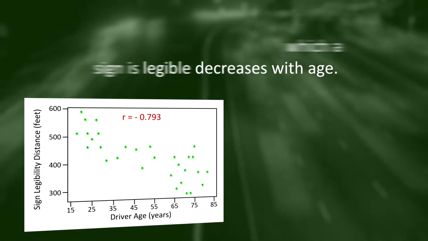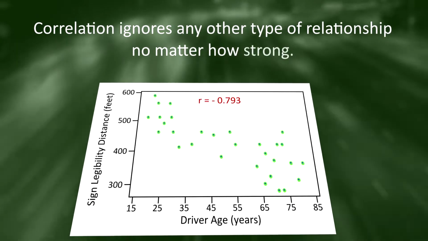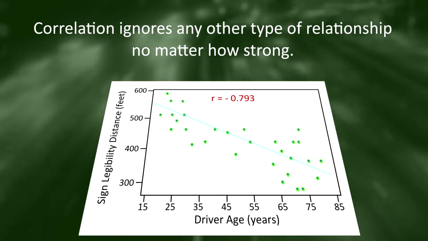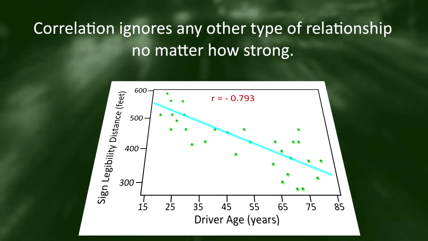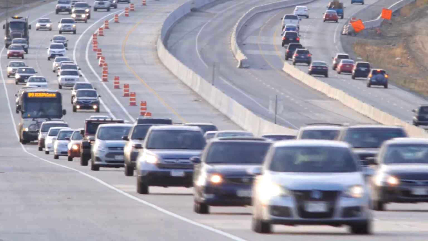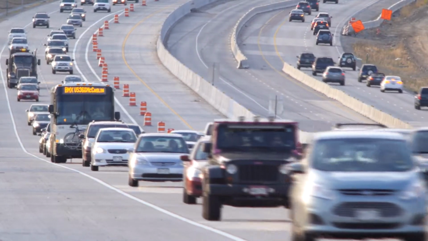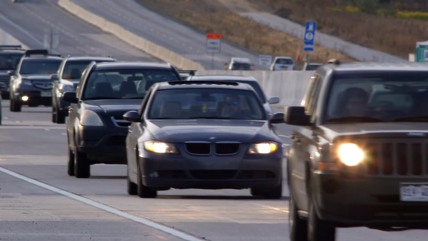The correlation only measures the strength of a linear relationship between two variables. It ignores any other type of relationship, no matter how strong it is. For example, consider the relationship between the average fuel usage driving a fixed distance in a car and the speed at which the car drives.